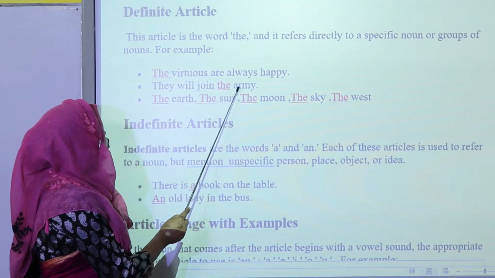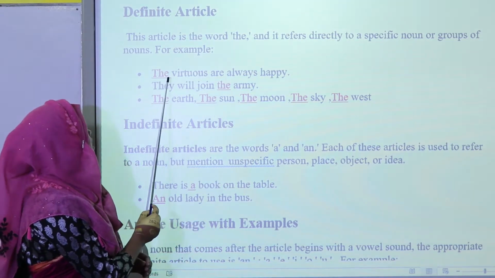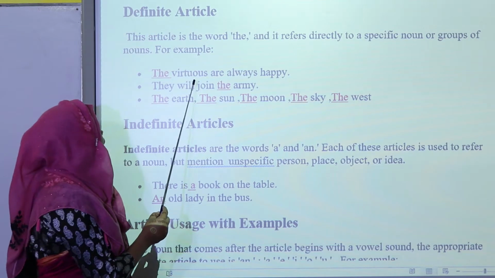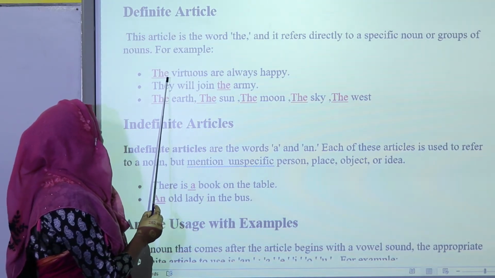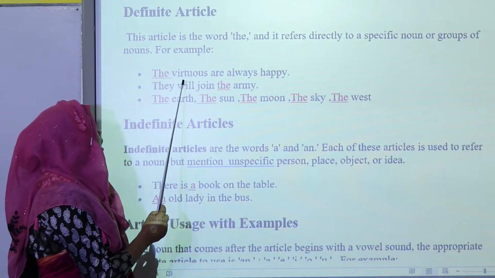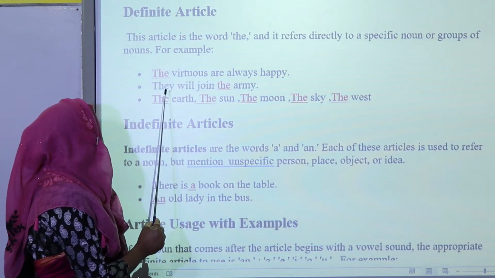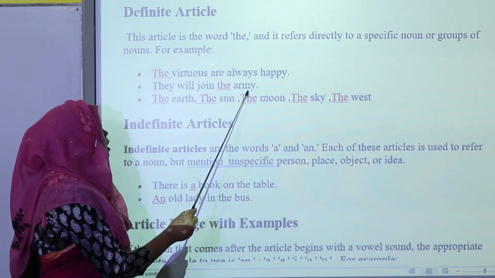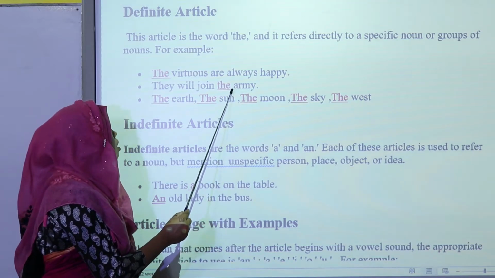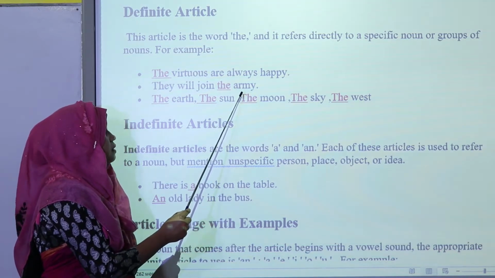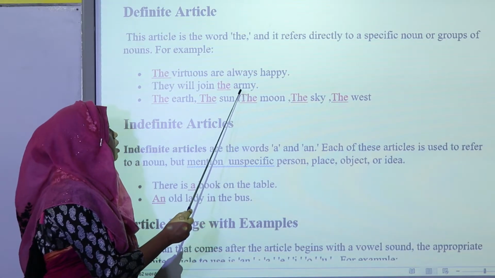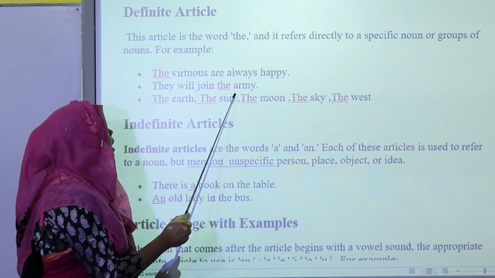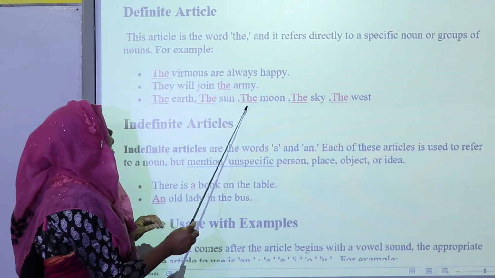The virtuous was happy. The article the is used here because virtuous is a Greek noun, and before that we use the article the. It's mentioned specifically as a group. The second example: they will join the army. Army is a noun, and before that we use the article the, because here army is a section. We know there are many sections, army, navy, air force, but here it is directly and specifically identified. That's why we use the article the.